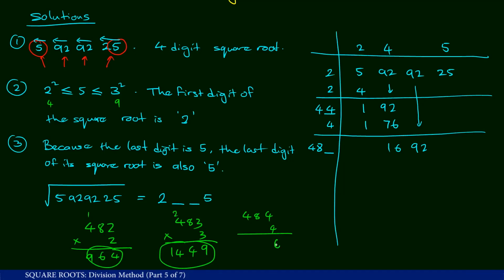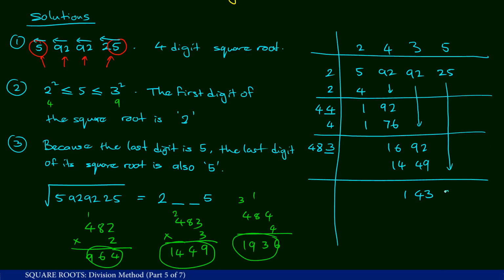So 4 times 4 is 16. 8 times 4 is 32. Plus 1 becomes 33. This is 3. 4 times 4 is 16. Plus 3 is 19. Okay, now it is already exceeding. So the next digit is going to be 3 here. So 483 multiplied by 3 is 1449. The remainder is going to be 243 here. So let's bring down 25.